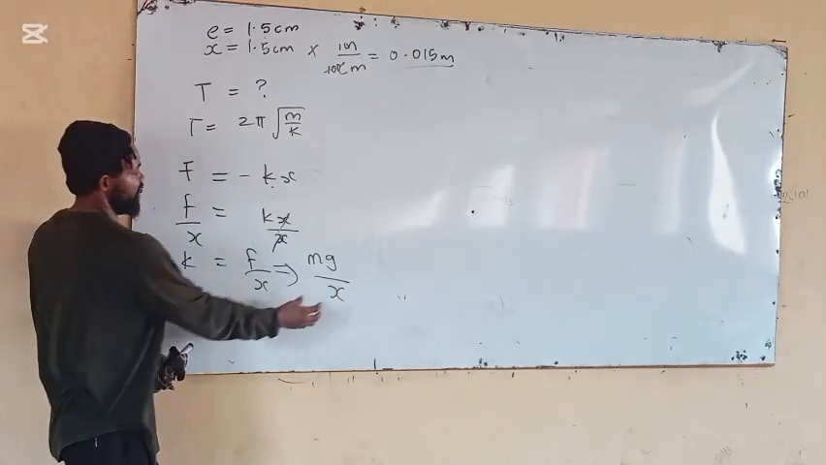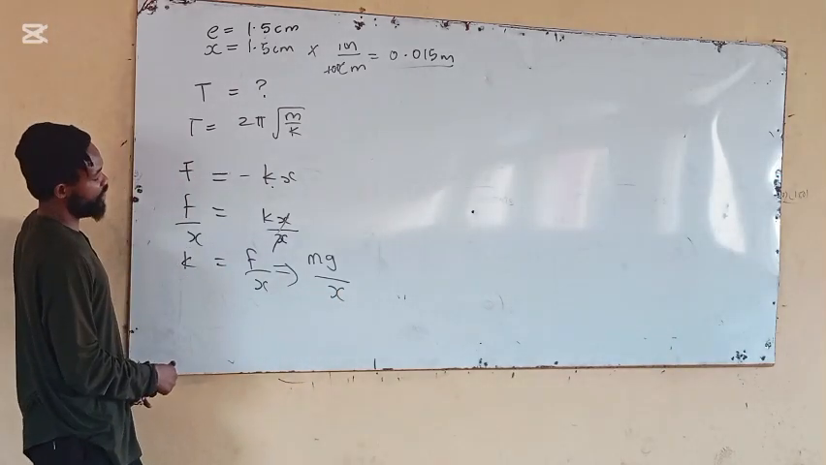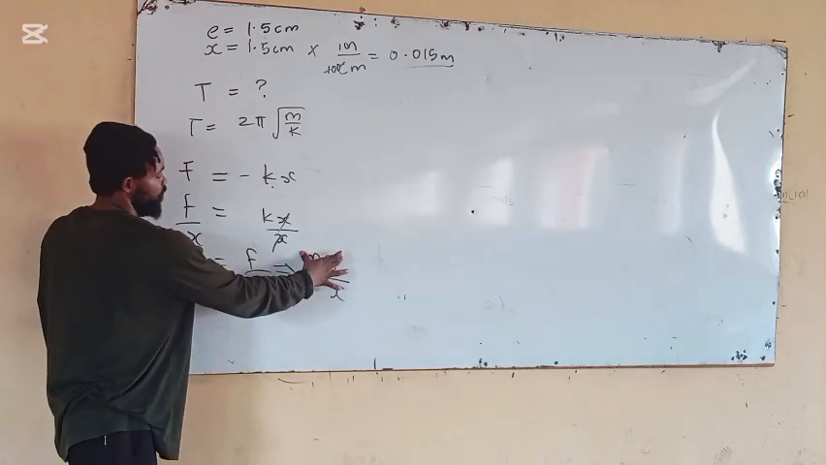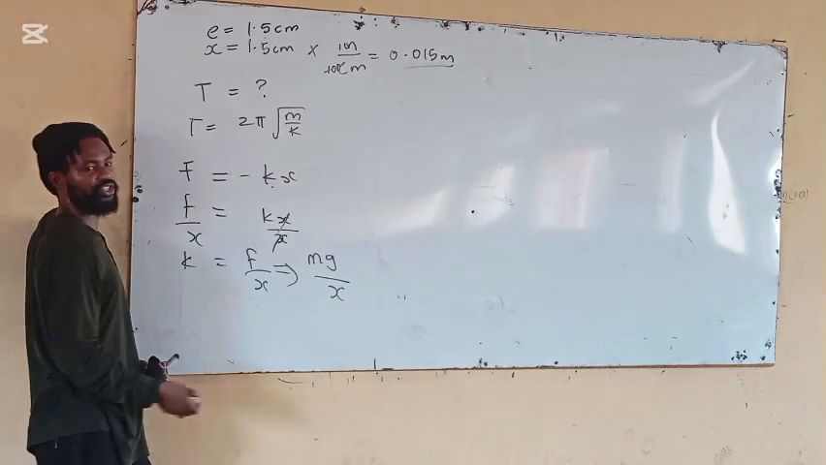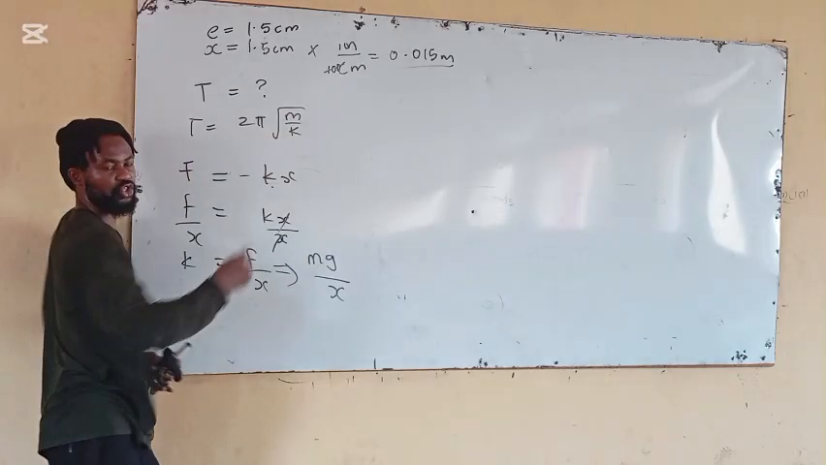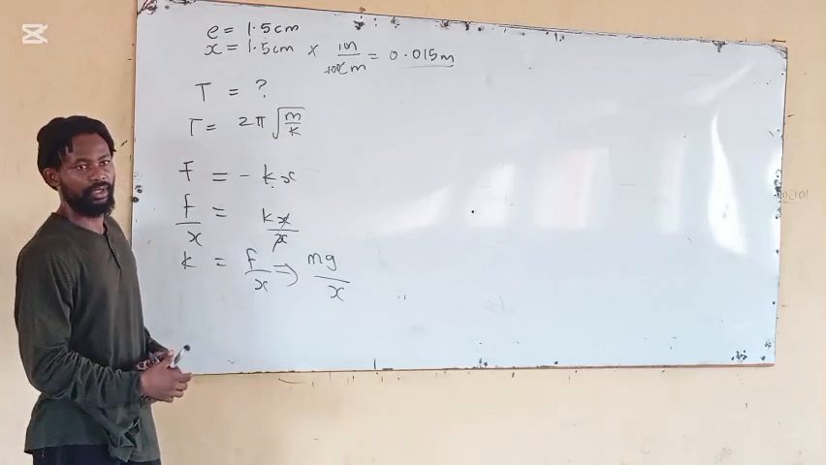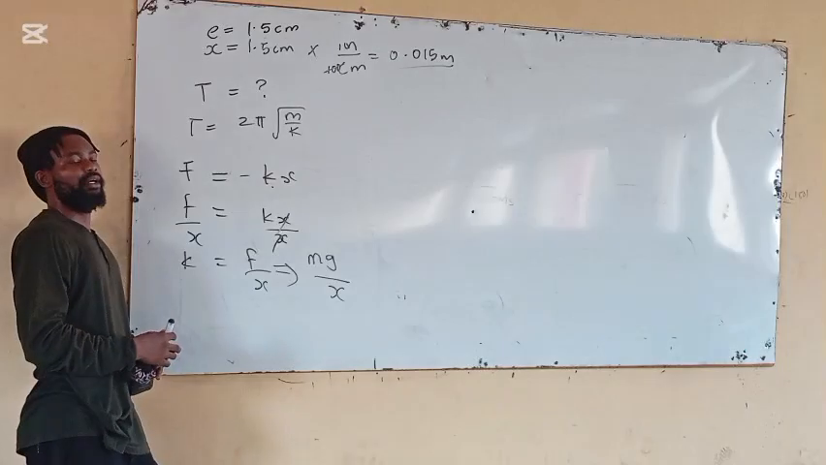So if I now carry this mg over x and replace it for k, notice something: I will get something that will cancel this m. Because notice that I don't have m. Okay, it's the same thing.